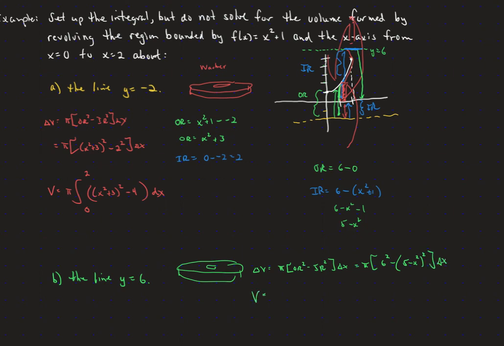So our volume is going to be pi times the integral from 0 to 2 again, and it's going to be 36 minus the quantity 5 minus x squared, squared, dx. Okay? All right, very good.